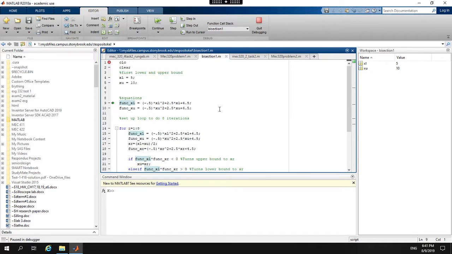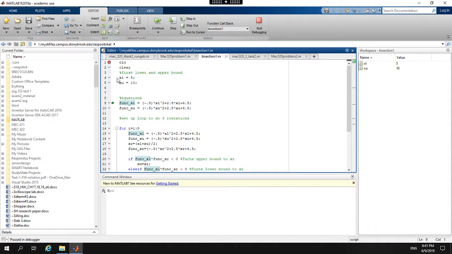Next, we want to get our functions for our lower bound and our upper bound. If you remember in the previous video, we used the lower and upper bound to check if there's a sign change and where the root is. So if the root is between the lower X and XR or XR and the upper. That's what these functions here are doing. It's just setting up a function for those two variables.